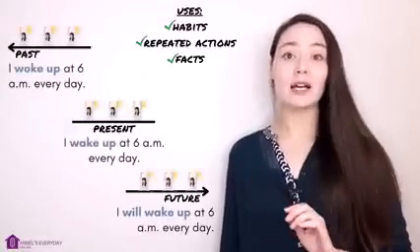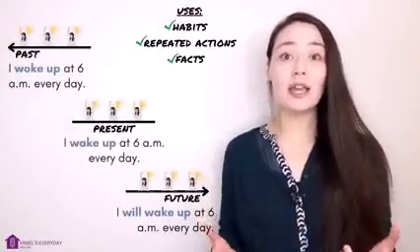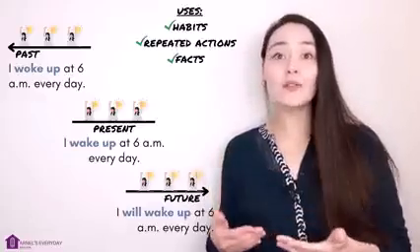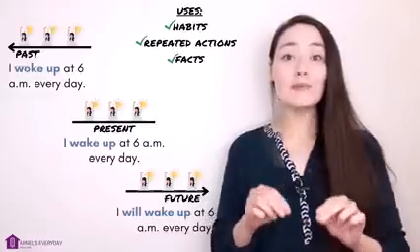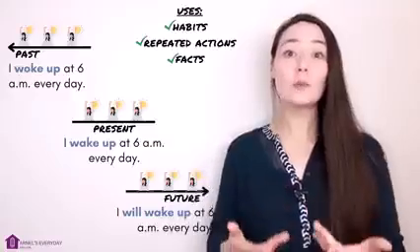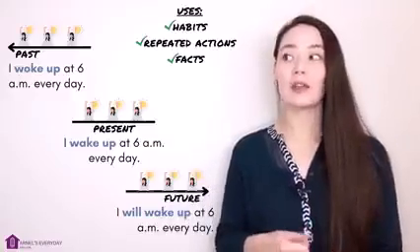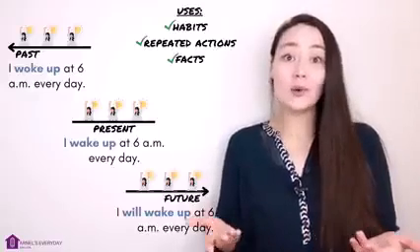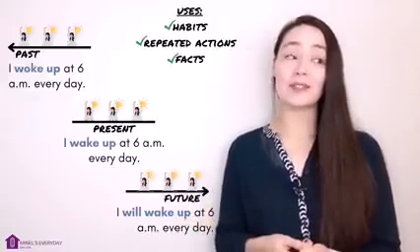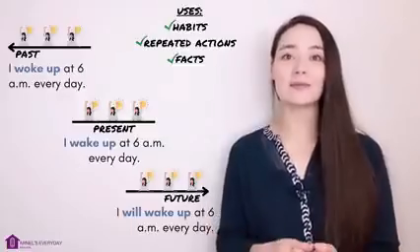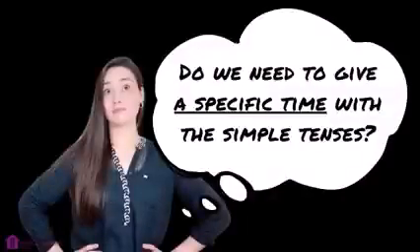Look at my timelines. The actions are the same, but they are either in the present, the past, or the future. Now in the present, I wake up at 6 a.m. every day. This is normal for me. I woke up at 6 a.m. every day. It was normal for me. Future: I will wake up at 6 a.m. every day. Do we need to give a specific time with the simple tenses?